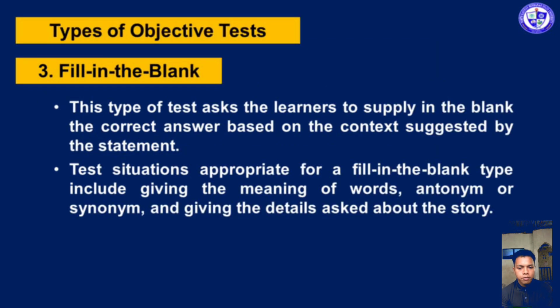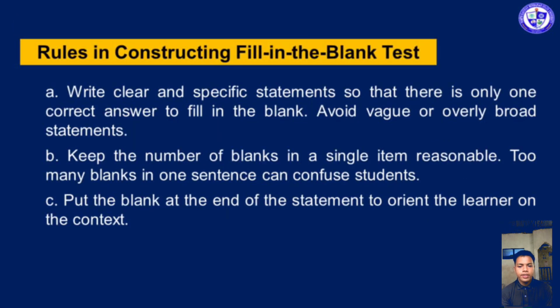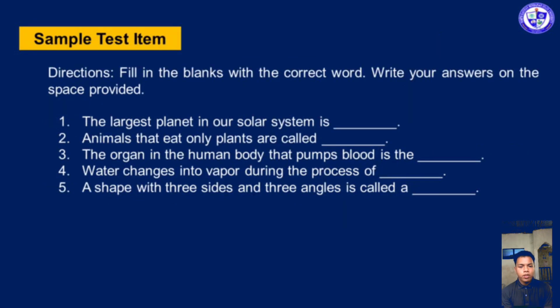Now, another type of objective test is fill in the blank. So this type of test asks the learners to supply in the blank the correct answer based on the context suggested by the statement. So the rules in constructing fill in the blank test. First, write clear and specific statements so that there is only one correct answer to fill in the blank. Secondly, keep the number of blanks in a single item reasonable. And lastly, put the blank at the end of the statement to orient the learner on the context. So you can take a look at this example of fill in the blank type of test.